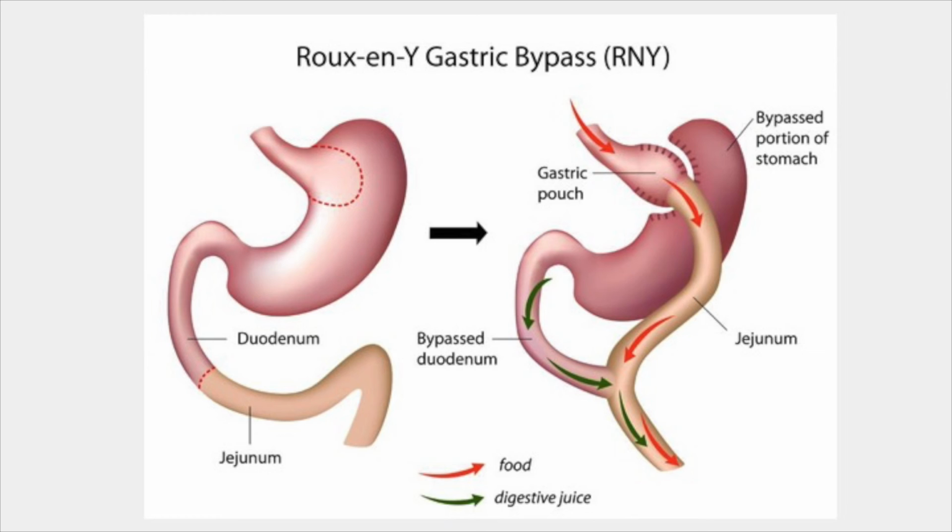Bariatric surgery or weight loss surgery is another option for type 2 diabetes patients with BMIs over 35. Studies have shown that the most effective type of bariatric surgery in managing blood glucose levels is the gastric bypass surgery known as Roux-en-Y anastomosis.